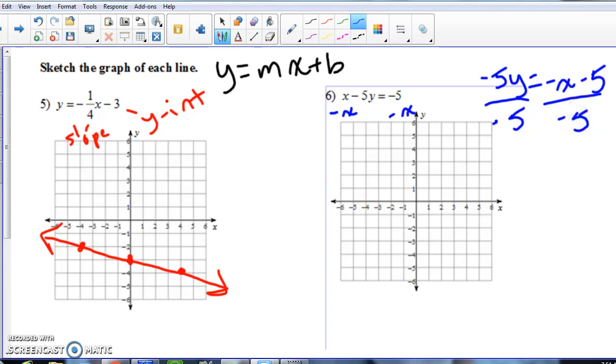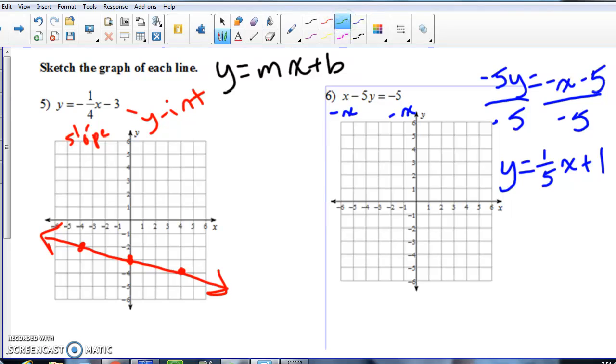So on the left, I actually do have y by itself now. That's good. That's what I was striving for. On the right, though, I have to divide both terms by negative 5. So when I say negative x divided by negative 5, remember there's a 1 in front of that x. Because they're both negatives, that's going to make it positive. So I'm looking at a positive 1/5 x. And when I look at negative 5 divided by negative 5, I get a positive 1. Again, two negatives make a positive.